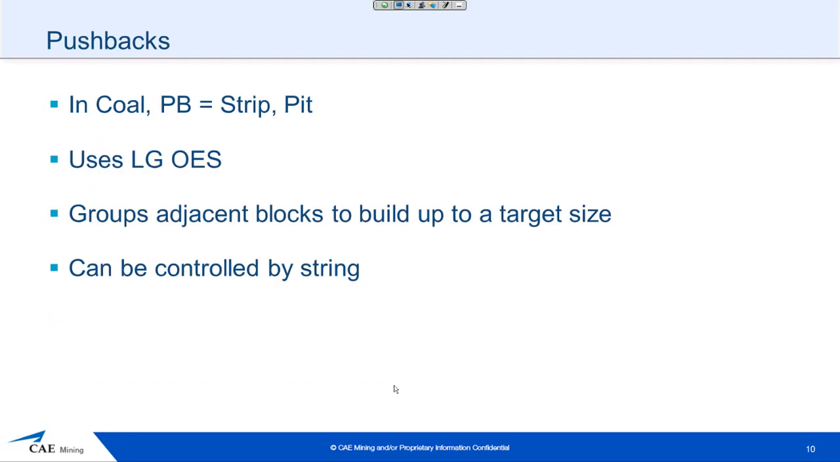The next step is generating our pushbacks in coal. We don't necessarily call them pushbacks. We'll call them strips or pits. In our case, the pushbacks in our system are not the LG phases. The pushbacks use the Lurch-Grossman optimal extraction sequence, and we are able to specify a size of a pushback that we're looking for in terms of total ore or some other measure. It is customizable what you set up that it's searching for.